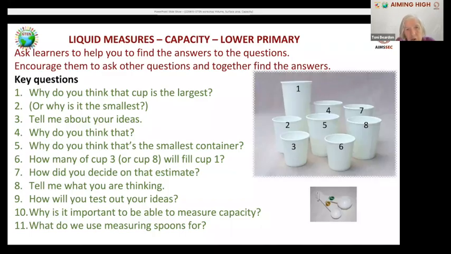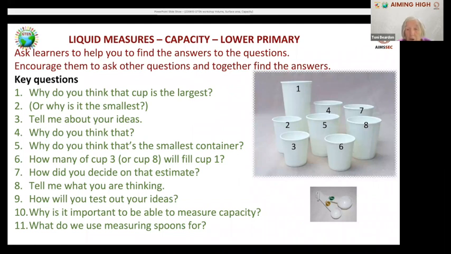So we're not asking you to answer these questions now, but we're just suggesting that they're the sort of questions to ask as the teacher, as the learners do the activity. And if you haven't got enough of the resources to do it, you can ask the same sort of questions as you do a demonstration. How will you test out your ideas? And ask the learners for suggestions, and they can demonstrate what they would do.